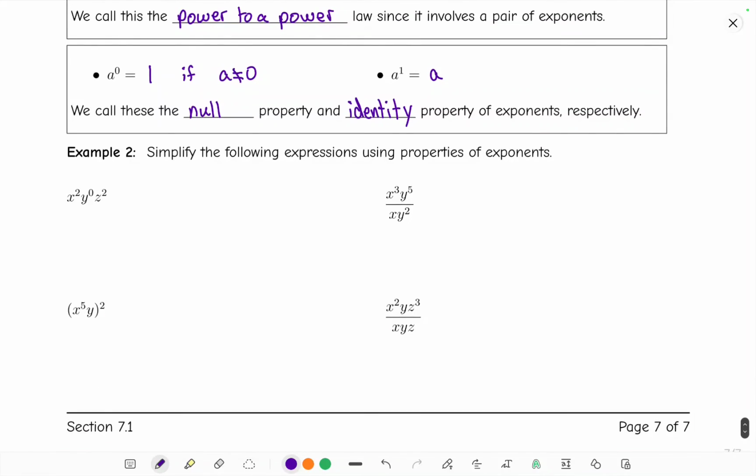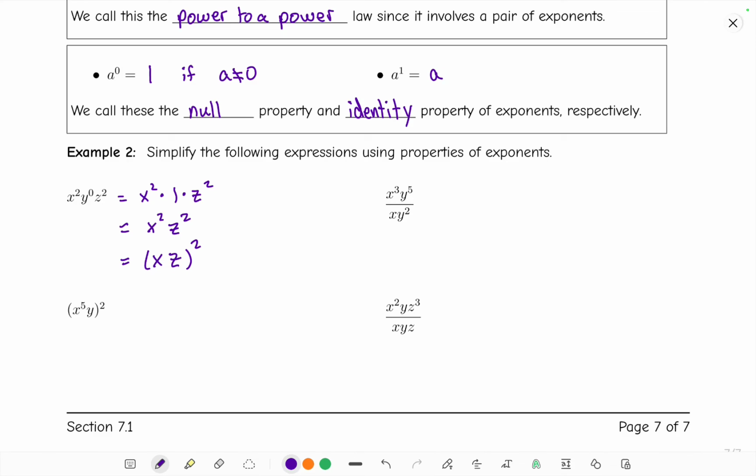Final example, simplifying the following expressions using properties of exponents. So the first thing we're going to note is that this is going to be x squared times 1 times z squared, since y to the 0 power is 1, which is x squared times z squared, which then we can use our product to a power rule to say this is xz to the second power.